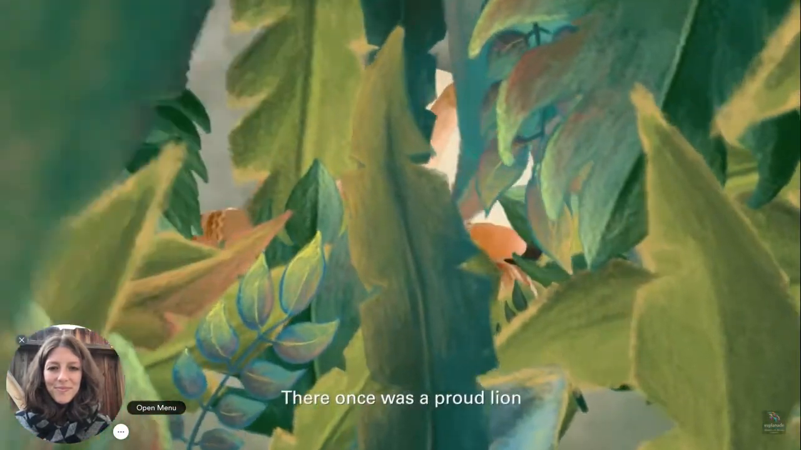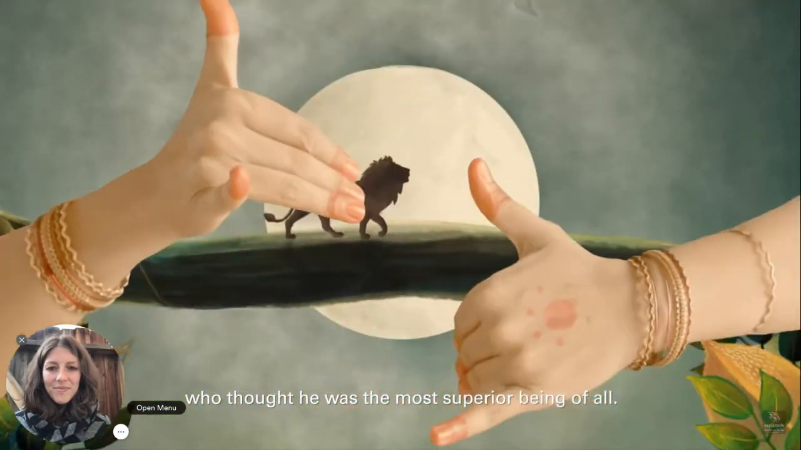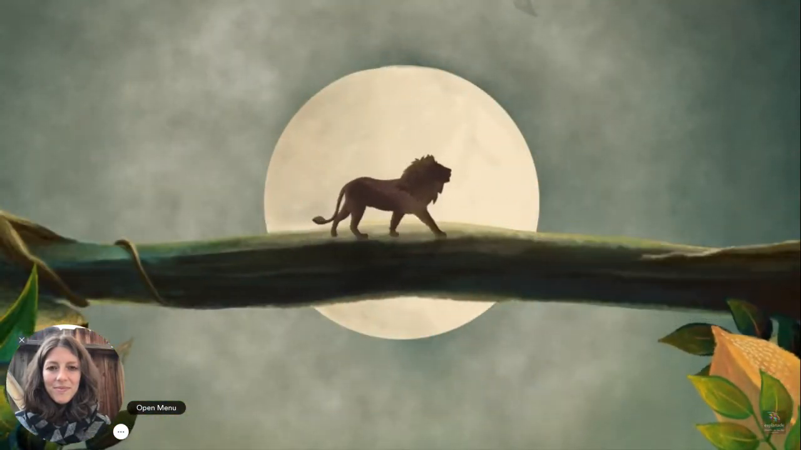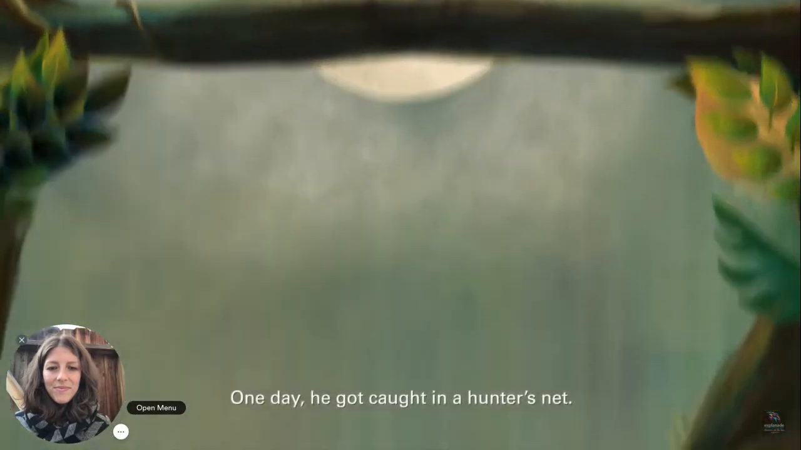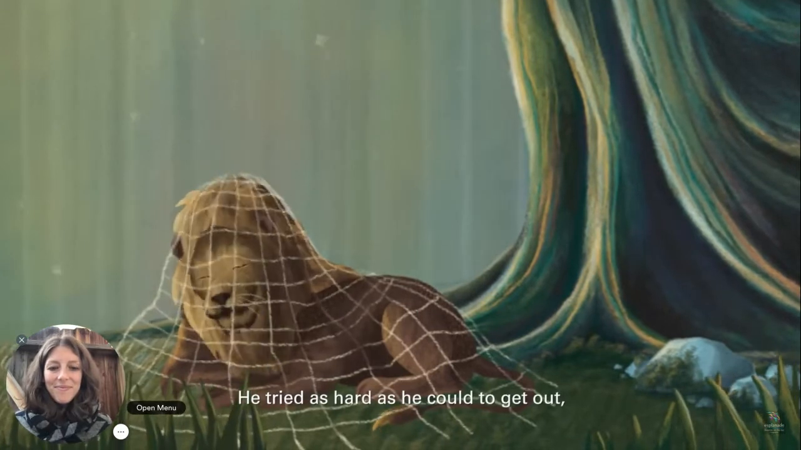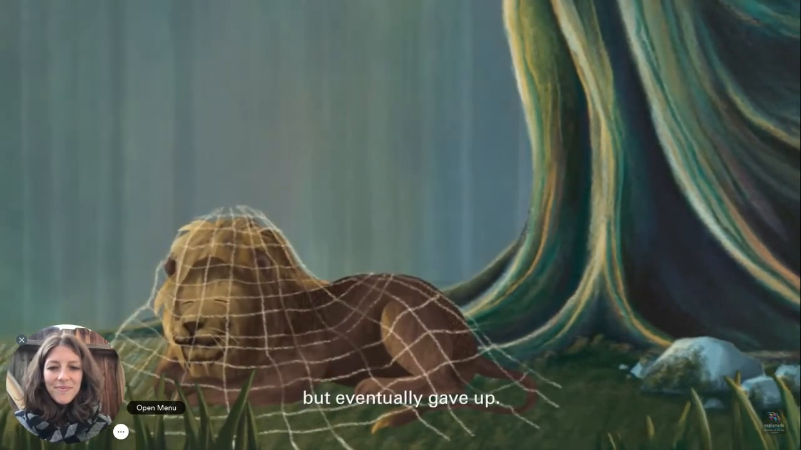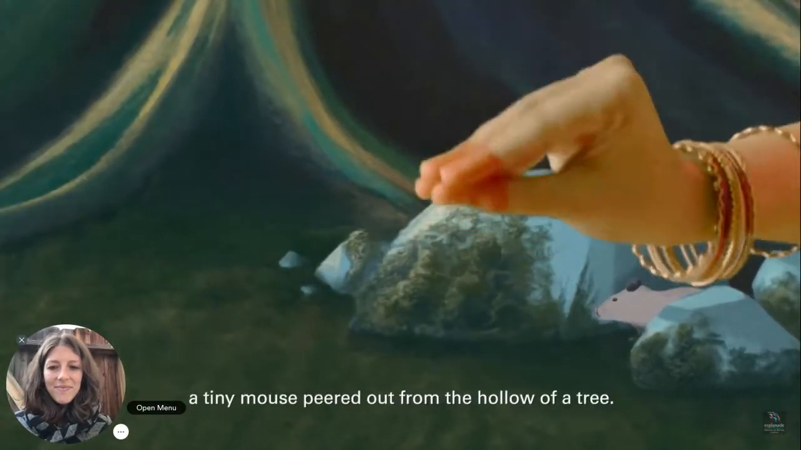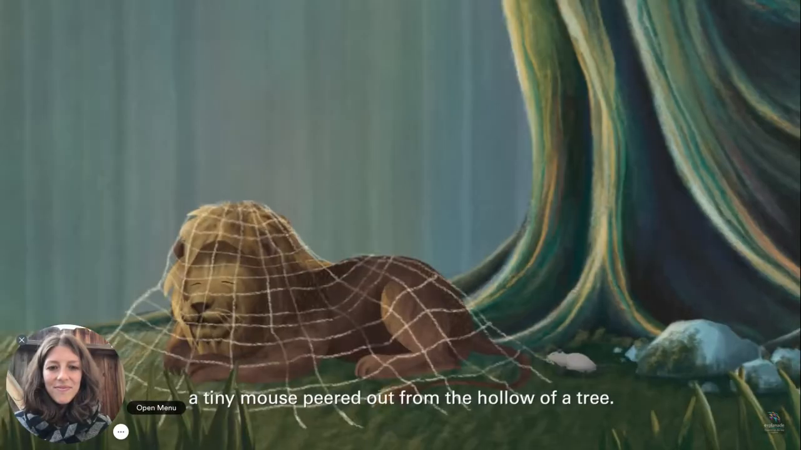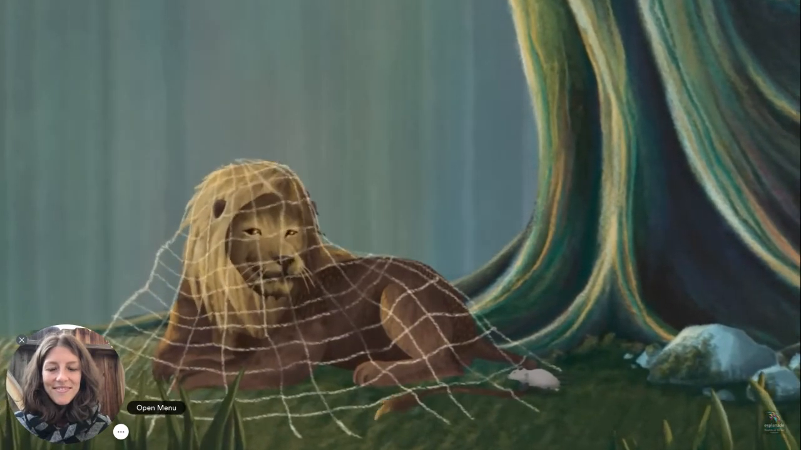There once was a proud lion who thought he was the most superior being of all. One day, he got caught in a hunter's net. He tried as hard as he could to get out, but eventually gave up. As night fell, a tiny mouse peered out from a hollow of a tree. The lion asked him for help.